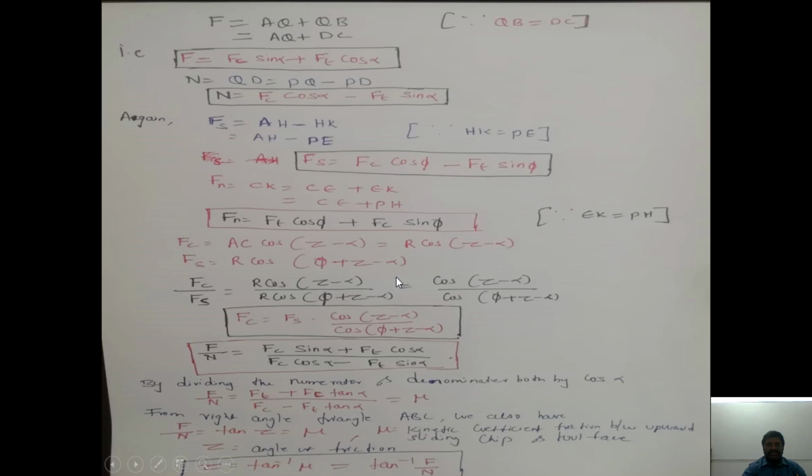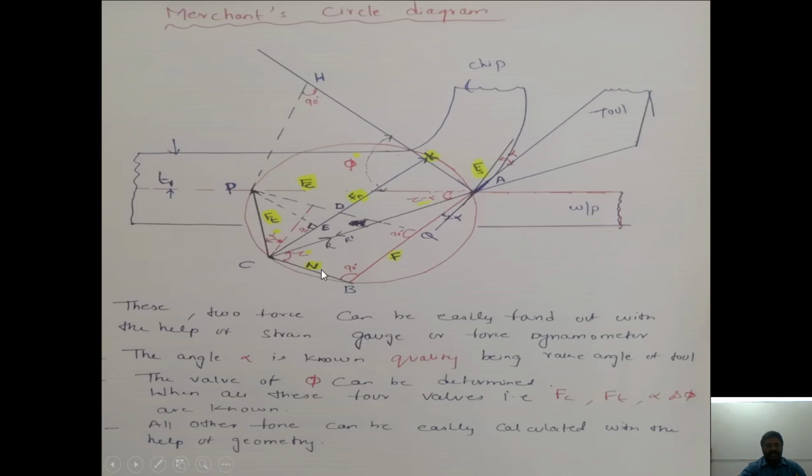In the same manner, F is equal to AQ plus QB, and QB is also known as DC. So F is equal to Fc sine alpha plus Ft cos alpha. Now capital N: N is QD, which is equal to PQ minus PD. From the diagram, the force N is normal to the shear plane, so QD is PQ minus PD.